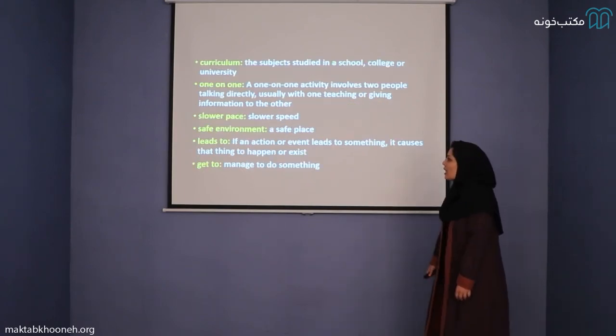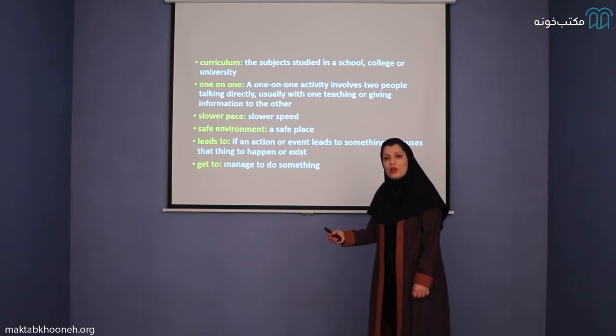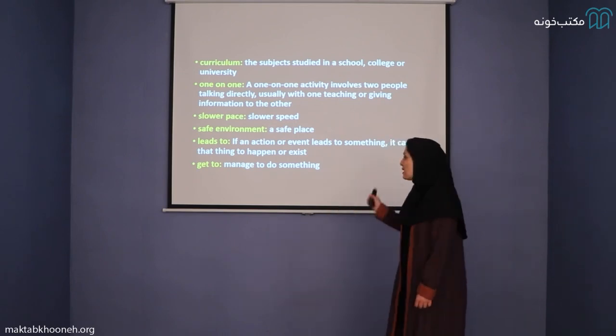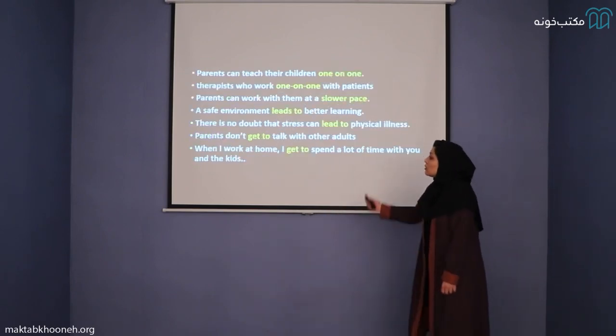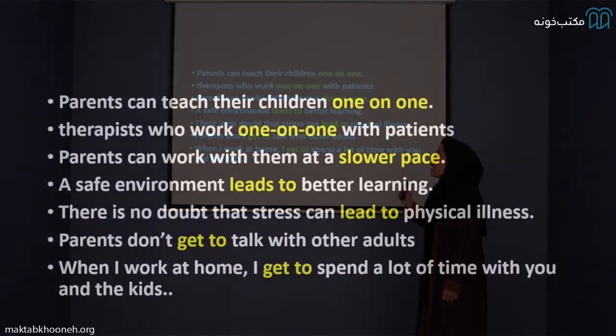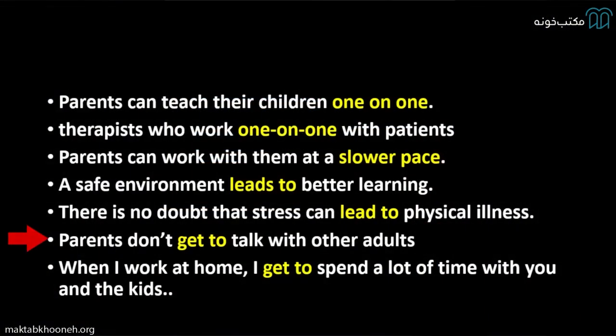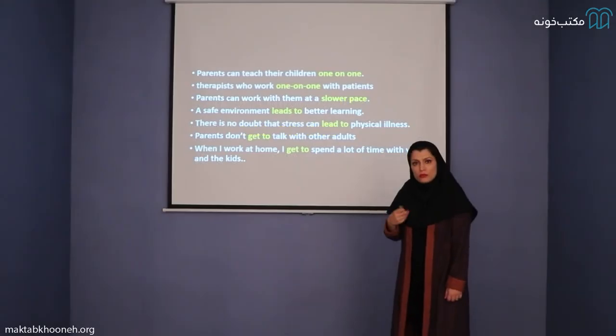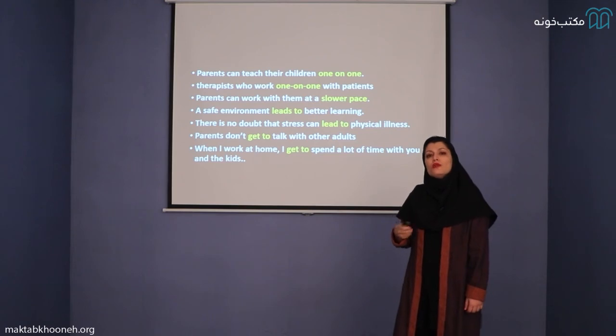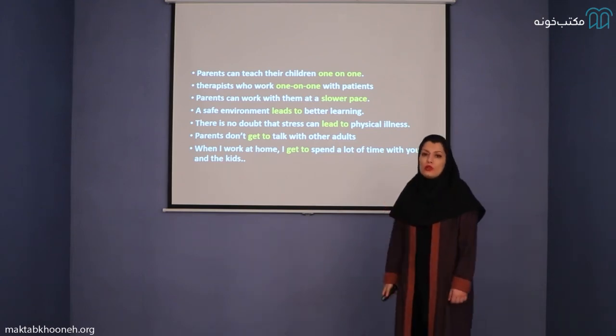And the last phrase, get to. I don't get to do something, manage to do something. The sentence we had in the article was parents don't get to talk with other adults. نمیتونن با بقیه بزرگسالا با پدر مادرای بقیه بچه ها صحبت بکنن. When I work at home, I get to spend a lot of time with you and the kids. میتونم منیج بکنم که وقت بیشتری رو با تو و بچه ها بگذرونم.